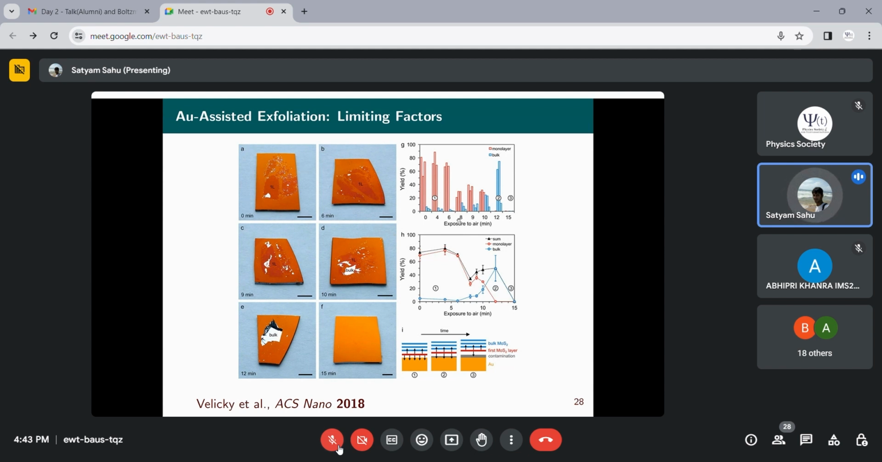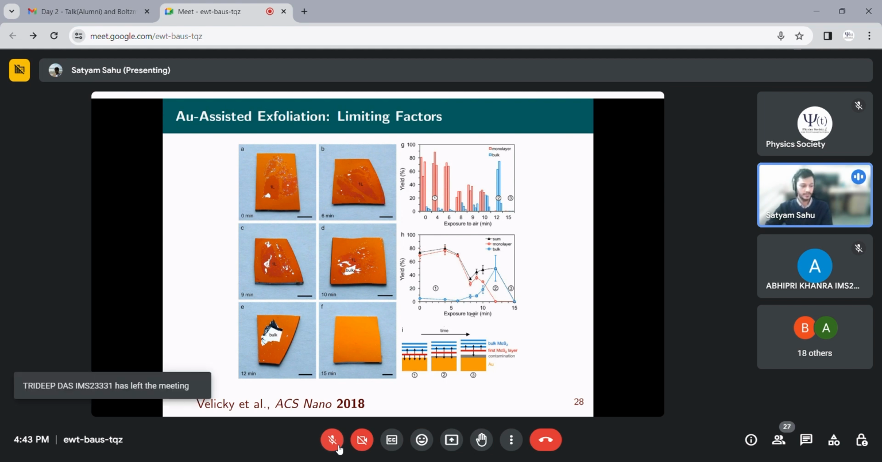So as you are increasing the exposure time along the x-axis, you are reducing the yield of monolayers, which is like the red histograms here. So for 0 minutes, you have almost 80% yield. For 3, 4 minutes also, but as you go down to 5, 6 minutes, you see the yield of monolayers has decreased crazily. The similar thing is also plotted here, and here we show the schematic how the contaminations affect the yield.